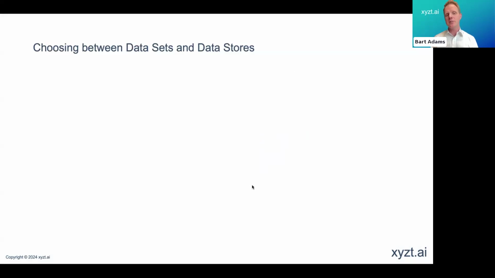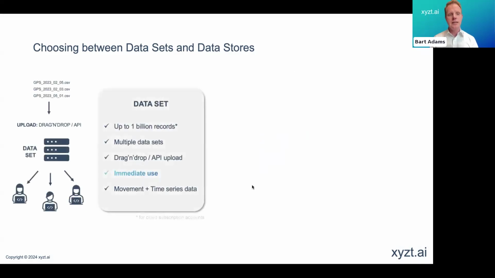Now, for the existing customers, what's the difference between a data set and a data store? Well, they're very similar, but there are a few subtle differences. A data set is basically something where you upload data in very much the same way as you can do with a data store, but you can immediately start using it for analysis. So there's no wait time. You have immediate access to the data, and you can visualize and analyze the data as I showed in the movie before. The only difference with the data store is that there's a restriction in number of records.